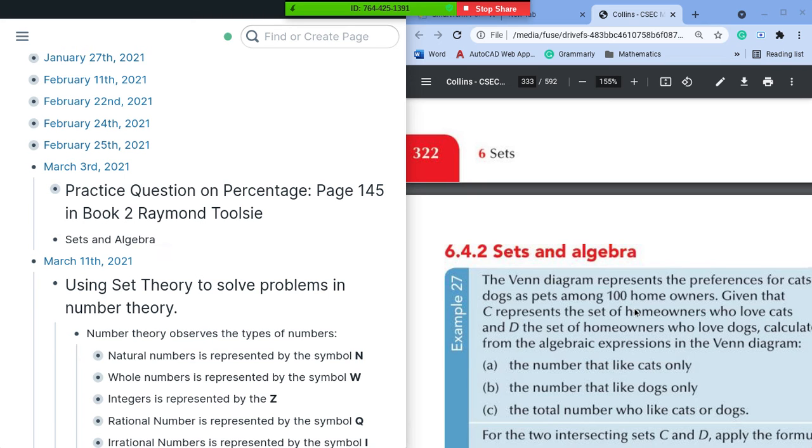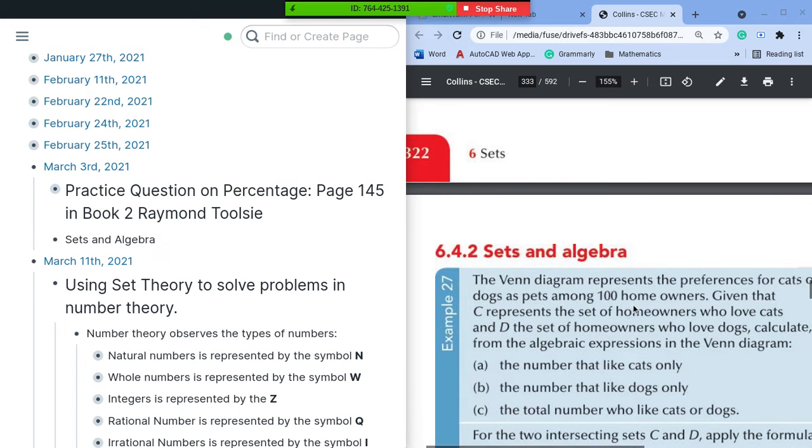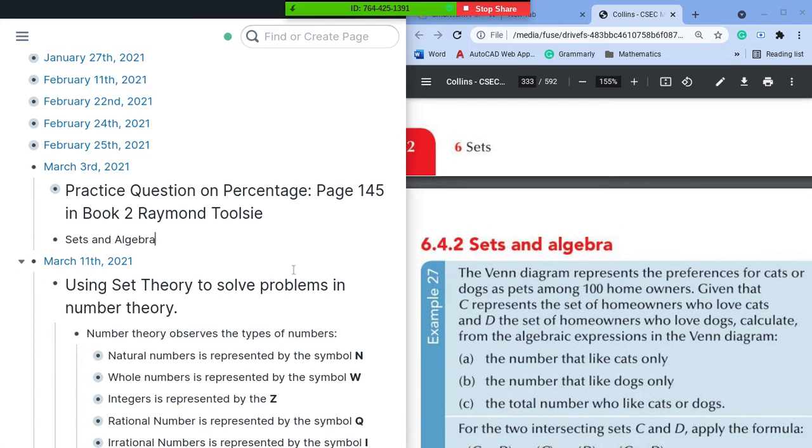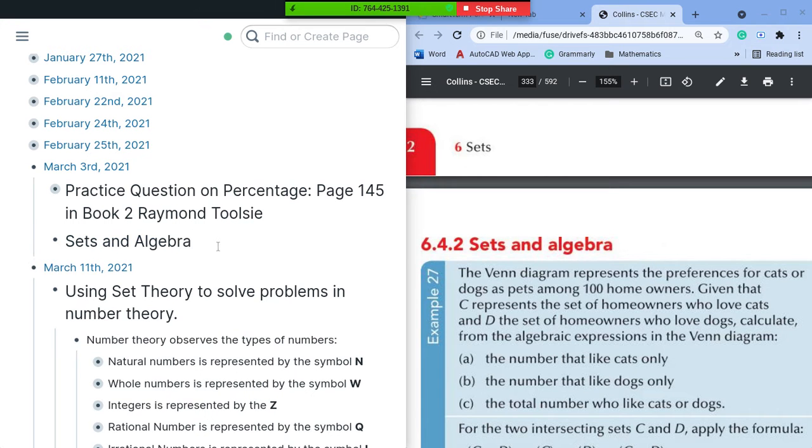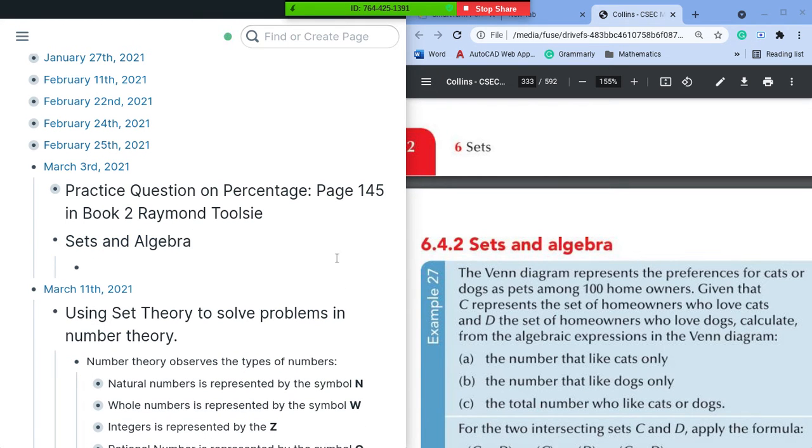So we're going through the question that we started last class, which is about sets and algebra. That's the topic. The question, we read it already, so we're going to go through the first answer: the number of persons who like cats only.